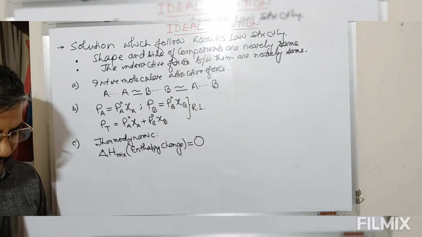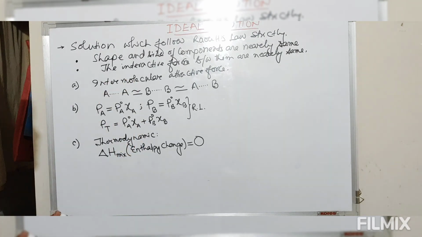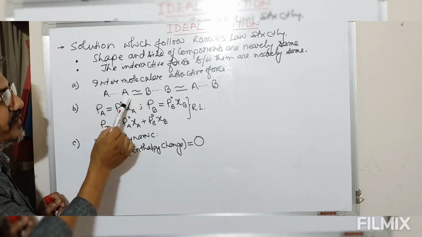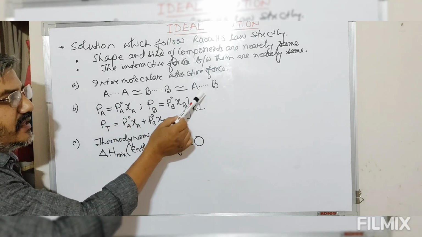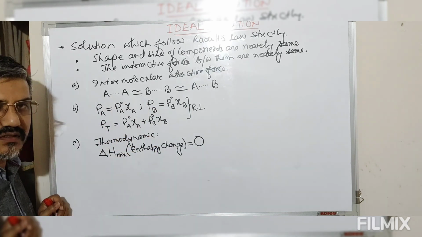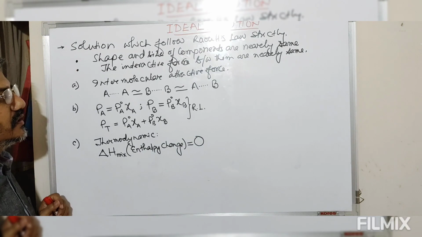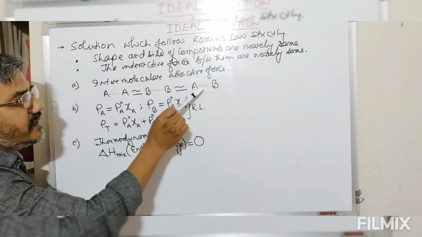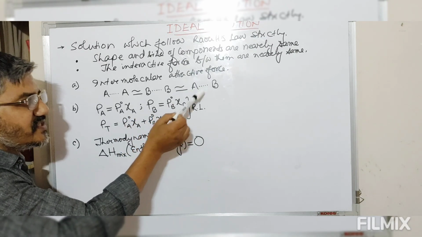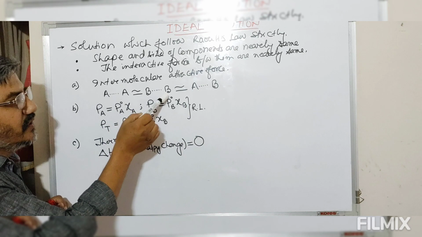Now the question is, why should this enthalpy change be 0? The reason is here. For a solution to be ideal, we say that the interaction between A and B is identical to that of the BB interaction, which is identical to that of the AA interaction. That means when A and B are mixed together, the interactive force is similar to that of the BB interaction. That means on mixing A and B, no amount of energy is required to break the BB molecule interaction or AA molecule interaction.